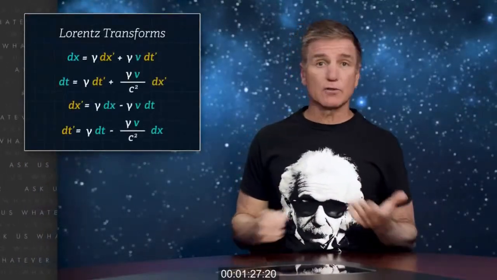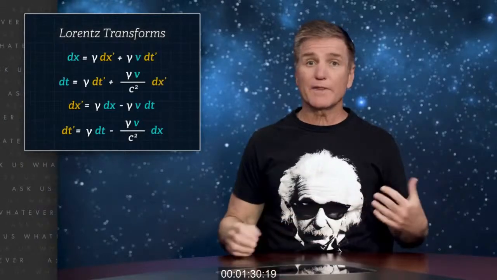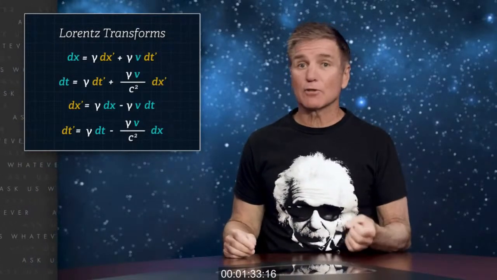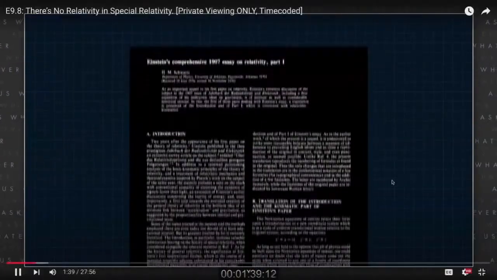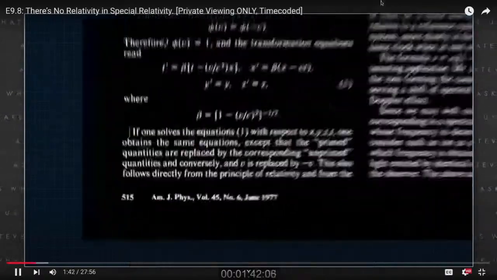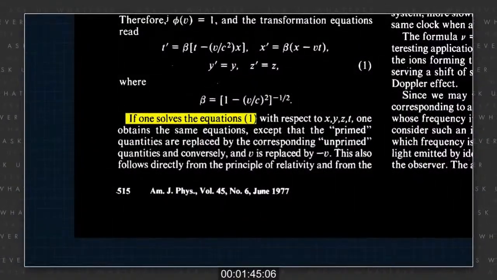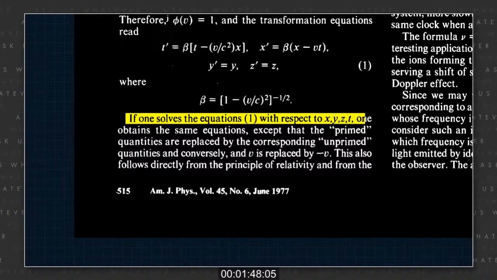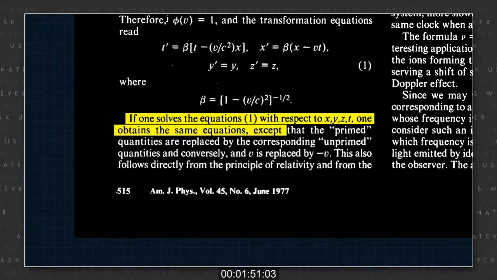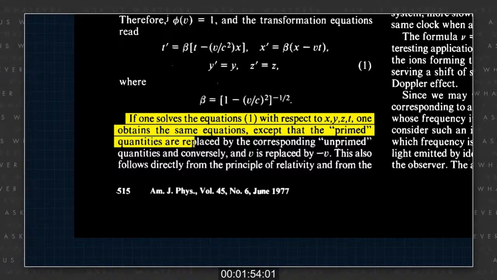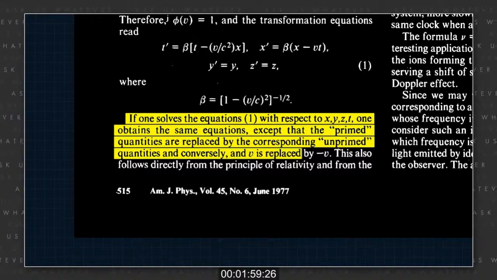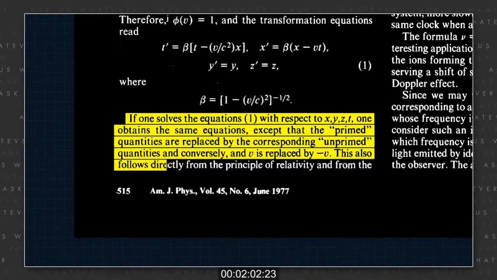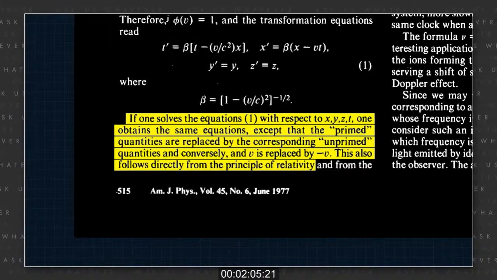Einstein and Lorentz took this further. They believed that one could use certain equations or transforms to predict certain quantities within an inertial system by knowing similar quantities in another inertial system moving at a known speed with respect to the first system. Einstein stated in his 1907 paper on special relativity: if one solves the transformation equations with respect to x, y, z, t, one obtains the same equations, except that the primed quantities are replaced by the corresponding unprimed quantities, and conversely, and v is replaced by minus v. This also follows directly from the principle of relativity.